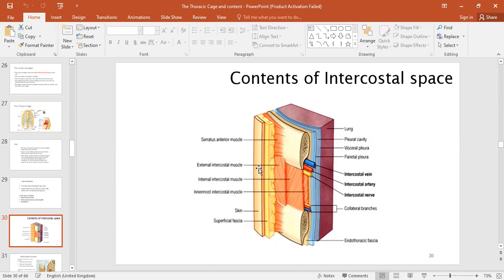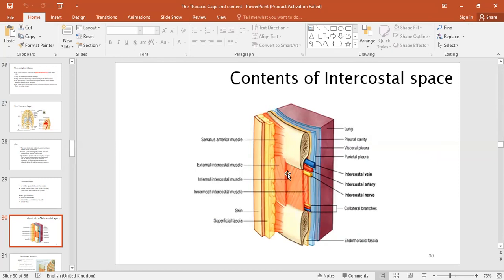So first of all, there is skin with its subcutaneous tissue. When that is exposed, then we can see muscles. So we have 3 types of muscles occupying the space between ribs. So there's a superior rib there and an inferior rib. So this can be rib 1, this can be rib 2, or this can be rib 6, this can be rib 7. However, the structures are the same. So what are we looking for in the intercostal space? First of all, we have the external intercostal muscle. Then we have the internal intercostal muscle. Then we have the innermost intercostal muscle. So 3 layers of muscles.